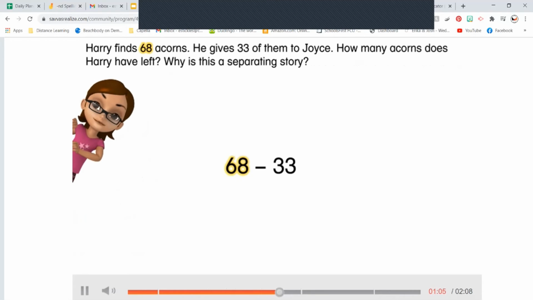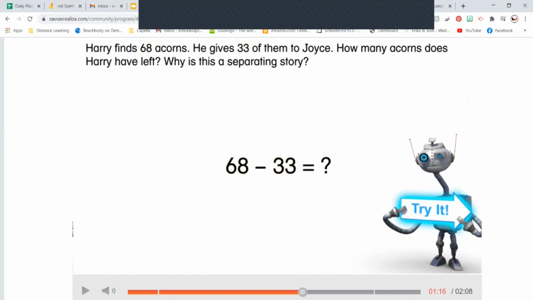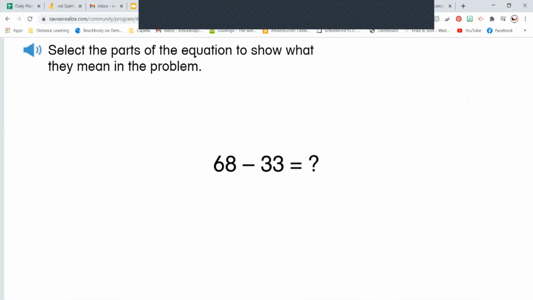Harry finds 68 acorns. He gives 33 of them to Joyce. How many acorns does Harry have left? Why is this a separating story? Let's try it. It says select the parts of the equation to show what they mean in the problem.